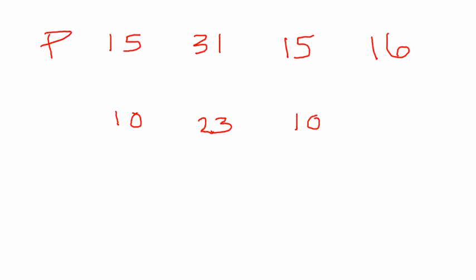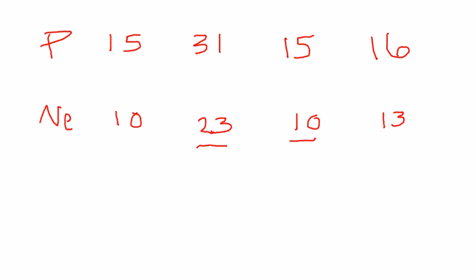Since we know that the atomic number is 10, we can also figure out that this element is neon, because that's the only element that has an atomic number of 10. The last thing we have to figure out is the number of neutrons. We'll take 23 minus 10, and that should give us 13 for the number of neutrons.